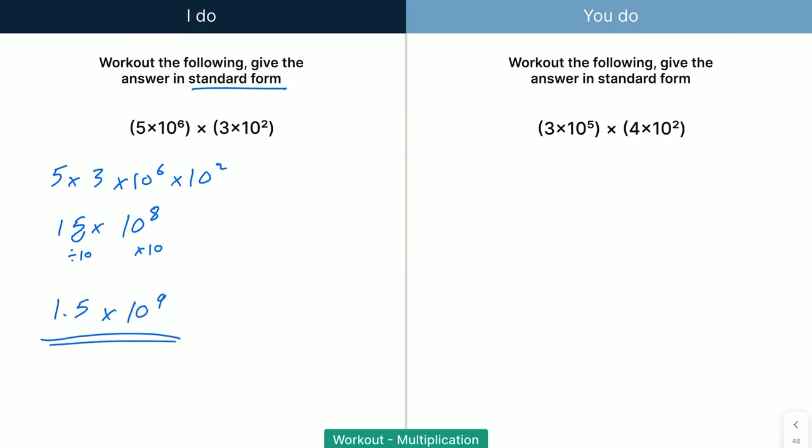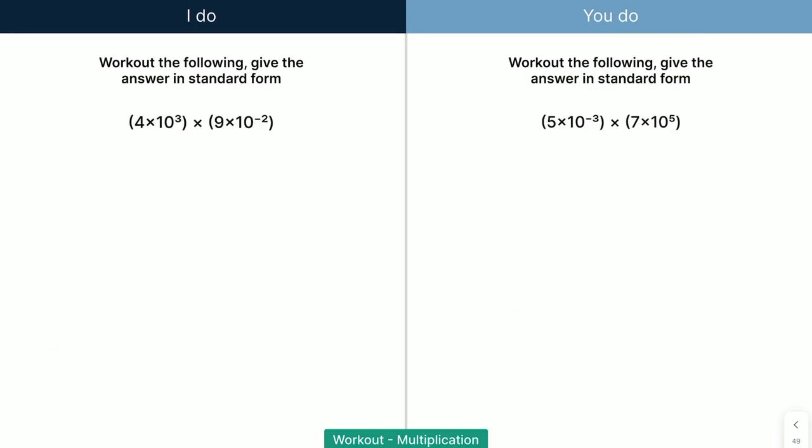So again, hopefully you've pressed pause and had a go at this. So you can do 3 times 4 times 10 to the power of 5 times 10 to the power of 2. That gives you 12 times 10 to the power of 7. And it's not in standard form yet. So if I hop 1 to the left by dividing by 10, I must times by 10 here. So that's 1.2 times 10 to the power of 8.